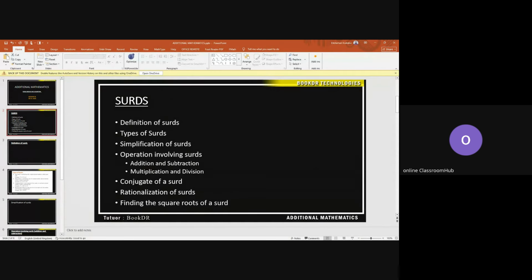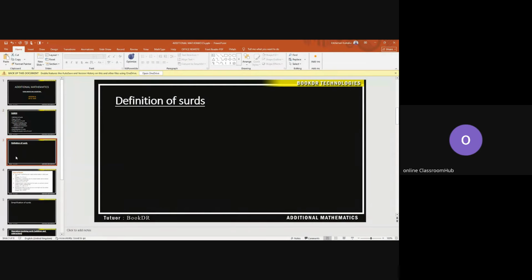Then we'll look at how to rationalize a given surd, rationalization of surds. Then, after that, we shall look at finding the square root of a surd. So this is the outline of the presentation on the section on surds. Without wasting much time, I will start with the definition of a surd. Those who have done it already, when they say a surd, what is a surd?